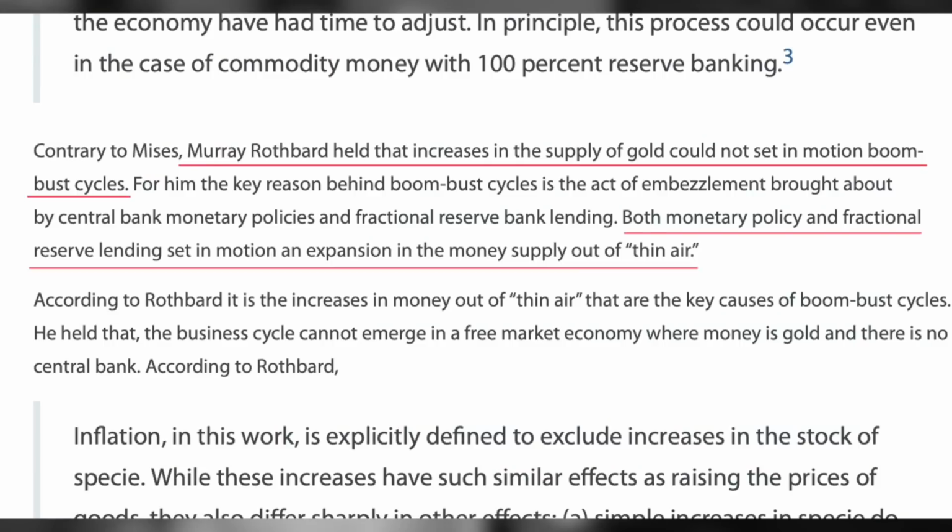So that was the view that Ludwig von Mises proposed, and Murray Rothbard actually disagreed with him about this. He said it's not strictly the increase in the supply of money that causes this, it's actually the increase in the supply of money out of thin air. And here's the key distinction on why that matters. It all comes down to how that purchasing power is obtained.